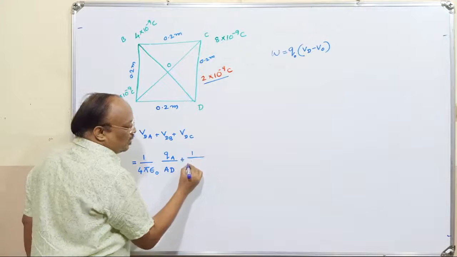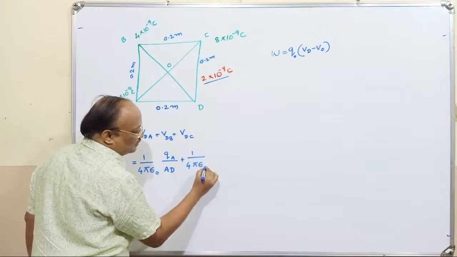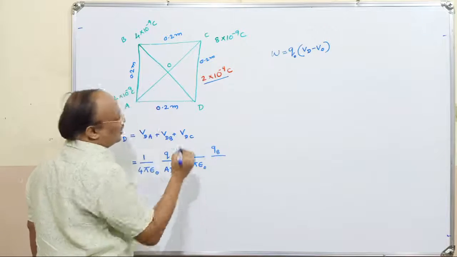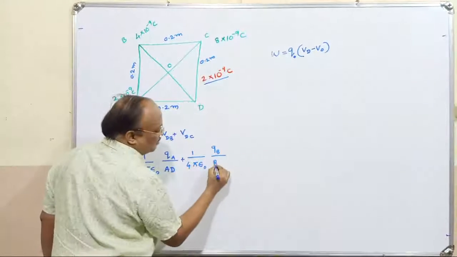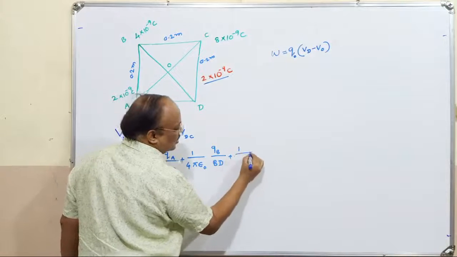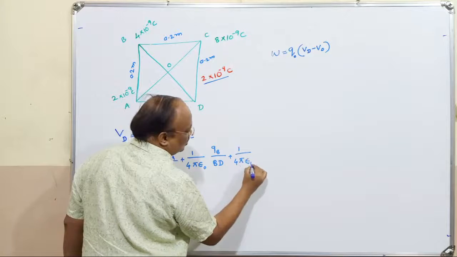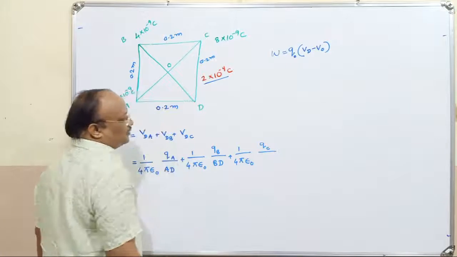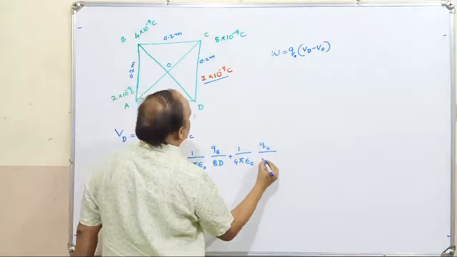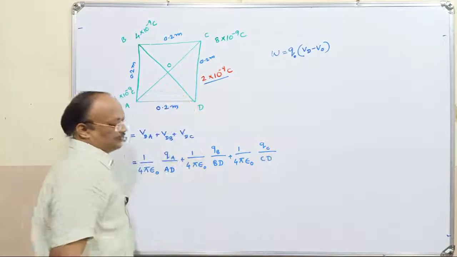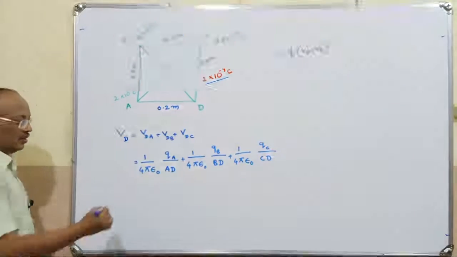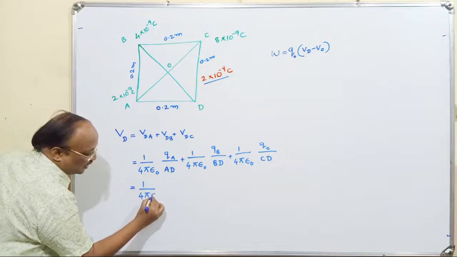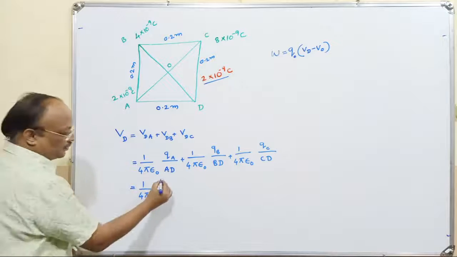Plus 1 by 4 pi epsilon naught, charge at B, separation is BD, plus 1 by 4 pi epsilon naught, charge at C. How far it is from B? It is at a distance of C. Okay, so this is 1 by 4 pi epsilon naught. If we take common, what is left out?